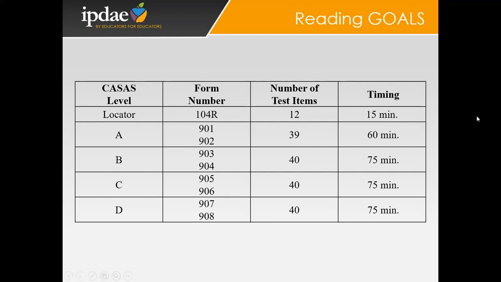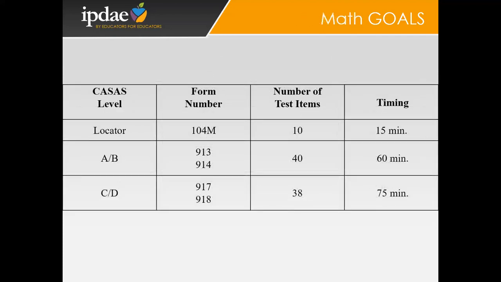Now on the next screen, what you're going to see are the math goals tests. Okay, the math goals test is 60 minutes for levels A and B and 75 minutes for levels C and D. And the test content is aligned with the college and career readiness standards for adult education and the CASAS math standards.